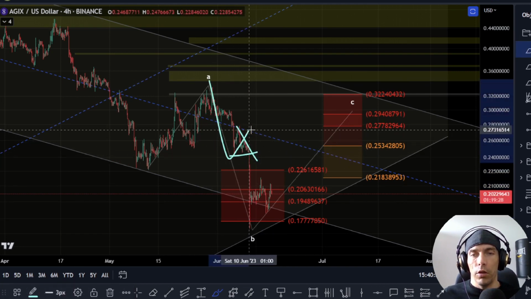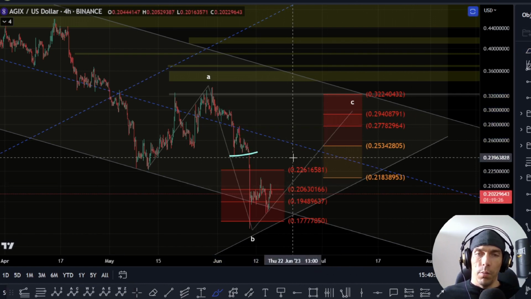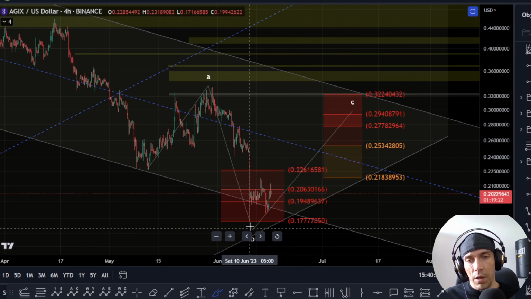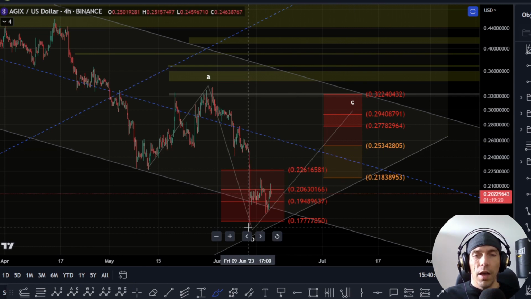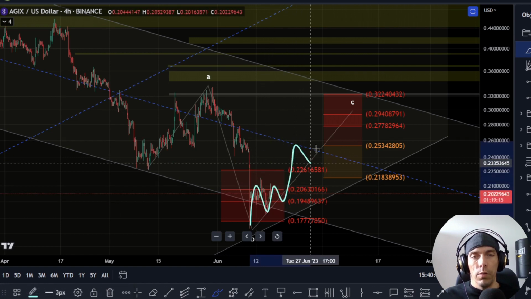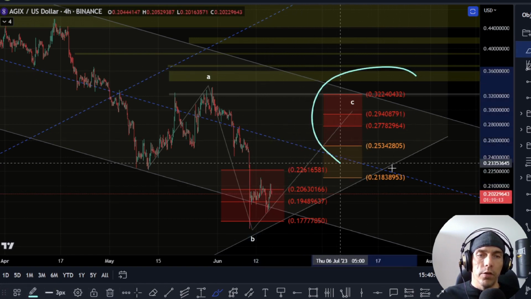And if this is a triangle, it can't be 1, 2, 3, 4, 5. So because of that fact, we could actually look to reverse. Now, this would actually mean that we're going to hold this 1716, and for as long as we hold this level, what we could be doing is looking to form 1, 2, 1, 2, 3, 4, 5, 4, and 5, looking for this C wave to the upside.